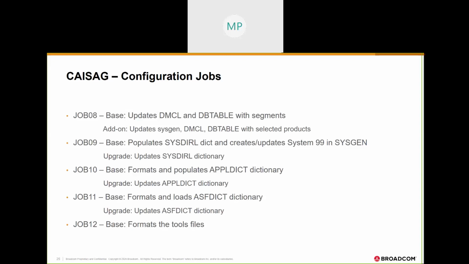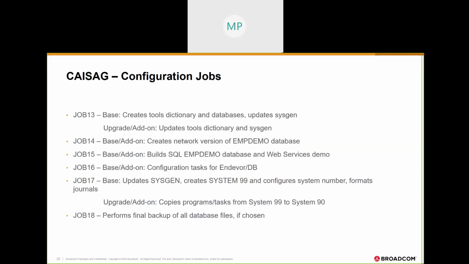Job 11 base formats and loads the ASF dictionary. An upgrade updates the ASF dictionary. Job 12, as a base, it will format the tools files. Job 13, as a base, it creates the tools dictionary and databases and updates sysgen. If you're doing an upgrade or an add-on, it will update the tools dictionary and sysgen.